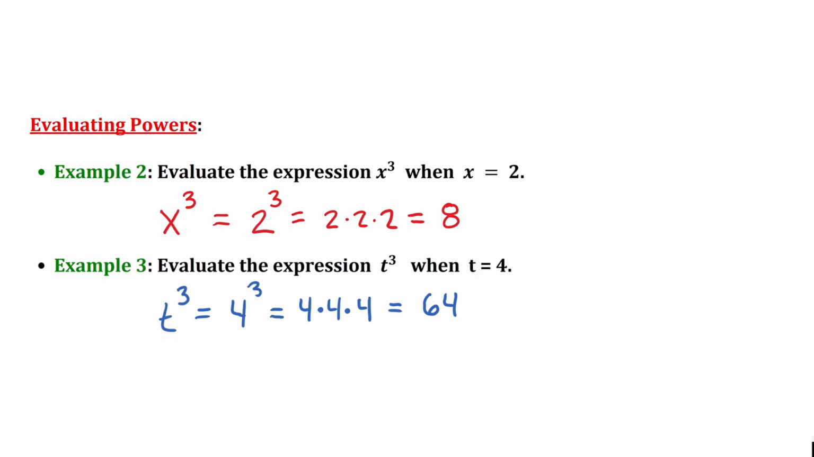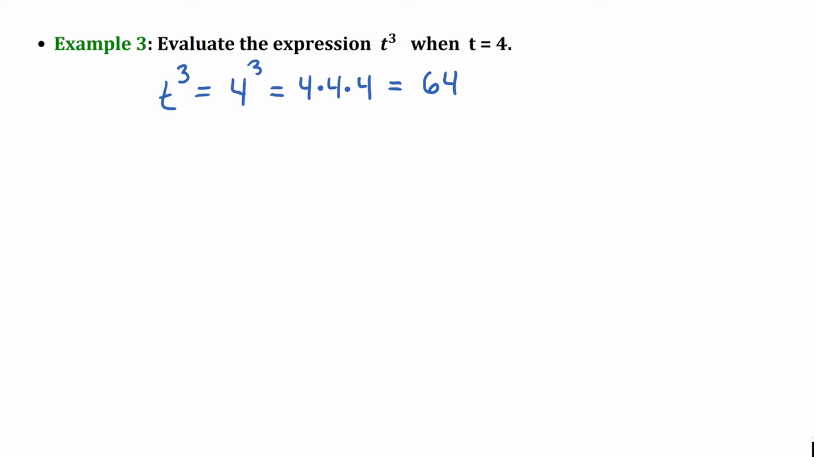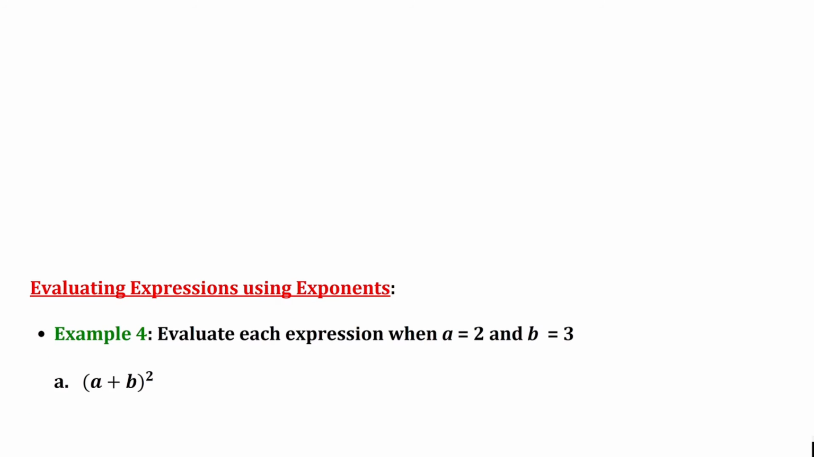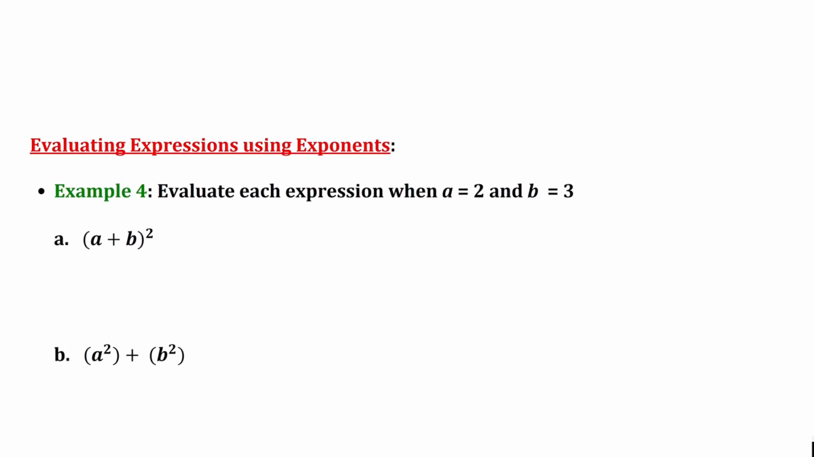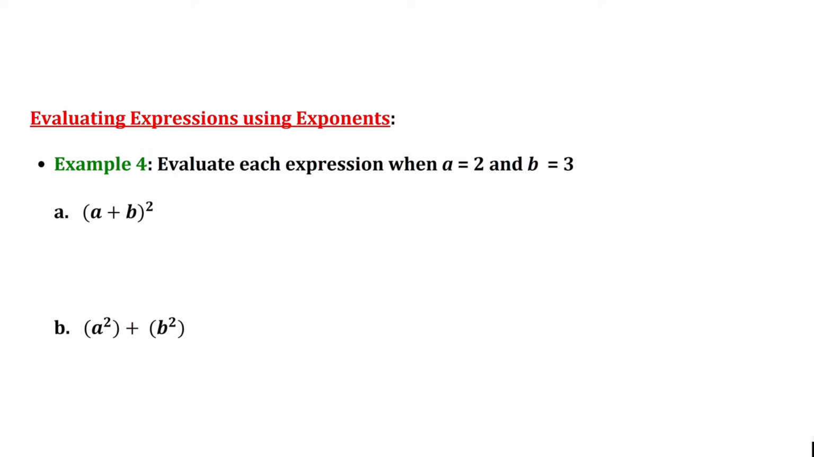All right, let's do a few more examples. This time, we'll be evaluating expressions using exponents. So this looks a little more complicated, not too bad. Evaluate each expression when a equals 2 and b equals 3. So I'm going to rewrite the expression. A plus b quantity squared. So the quantity squared means the whole thing is being squared. Then I'm going to rewrite it again. Instead of writing a, I'm going to write 2. Instead of writing b, I'm going to write 3.